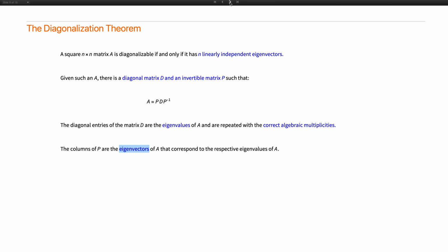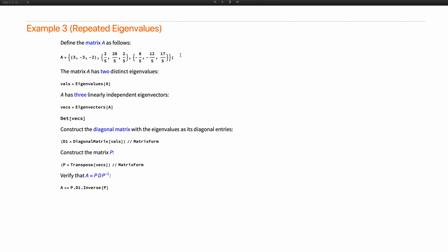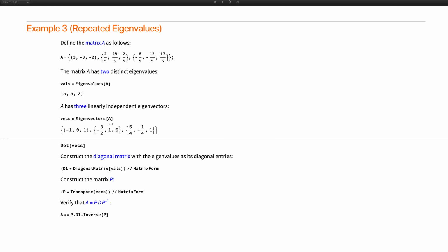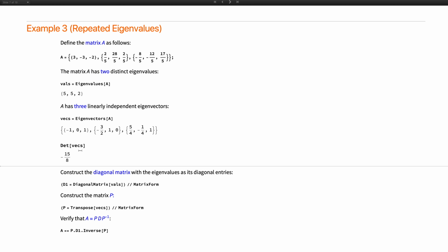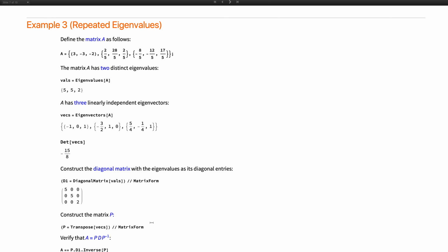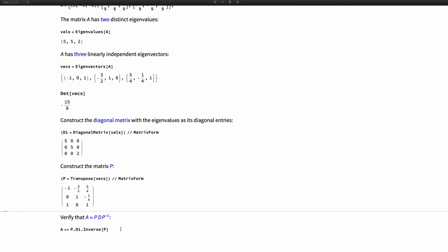As an example, here is a 3 by 3 matrix. Look at the eigenvalues. There are only two of them really, 5 and 2. One of them is repeated. But fortunately, we find that there are 3 eigenvectors, and in fact, they are linearly independent, as you can see from the determinant. So we construct the diagonal matrix, making sure that you have the correct algebraic multiplicity. So you've got 5, 5, and 2. Construct the matrix P. And finally, let's check that A is equal to P times D times P inverse.